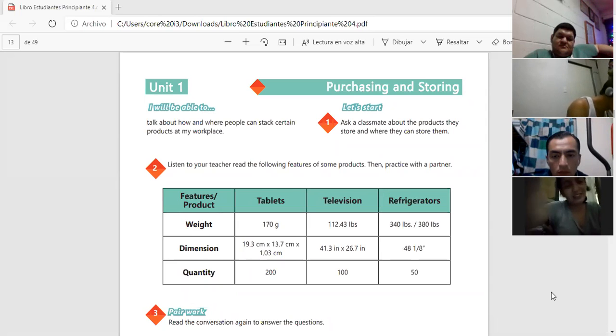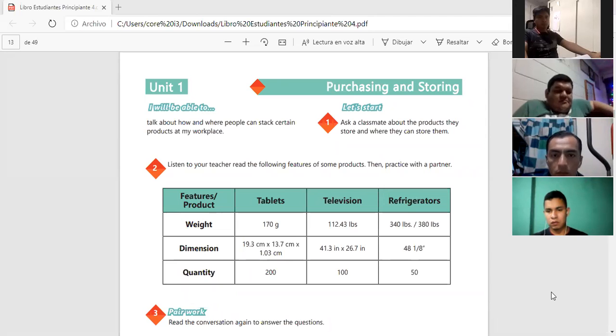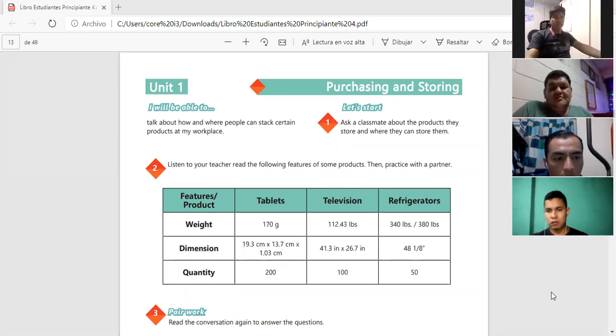The refrigerator's weight is 340 pounds. Good. 380 pounds. Perfect. So you have two options of refrigerators. One is 340 pounds and the other one is 380 pounds. Good. Now let's see the dimension. The dimension for the tablets, television, and the refrigerators. The first person will be Carlos.